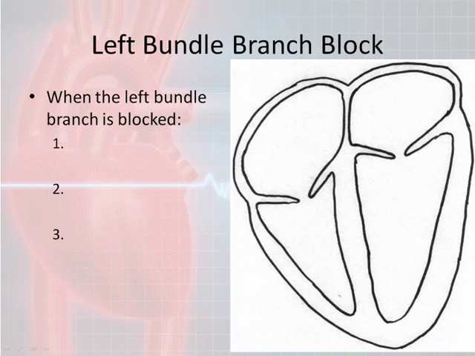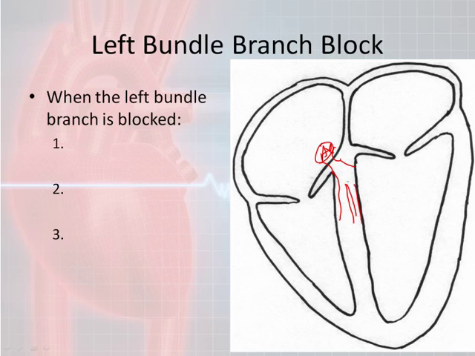Now let's go ahead and look at the left bundle branch and see how the left bundle branch looks whenever it gets blocked. Let's go ahead and look at up here. What do we have? Our AV node. We have our His bundle that comes down. We have a right bundle branch. Now we have a left bundle branch, and that's what we're going to concentrate on.